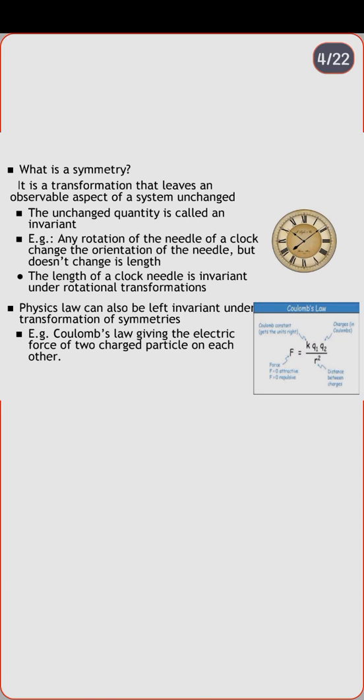Physics laws can also be left invariant under symmetry transformations. For example, Coulomb's law gives the electric force of two charged particles on each other, which is given by F equals K Q1 Q2 by R squared, where K is the constant known as the Coulomb constant, Q1 and Q2 are the charges in coulombs, and R is the distance between the charges.